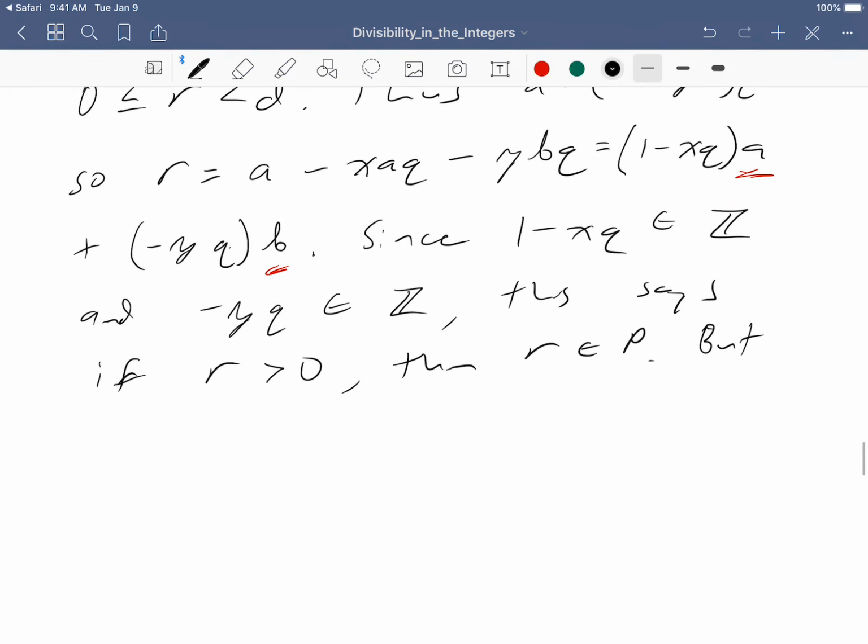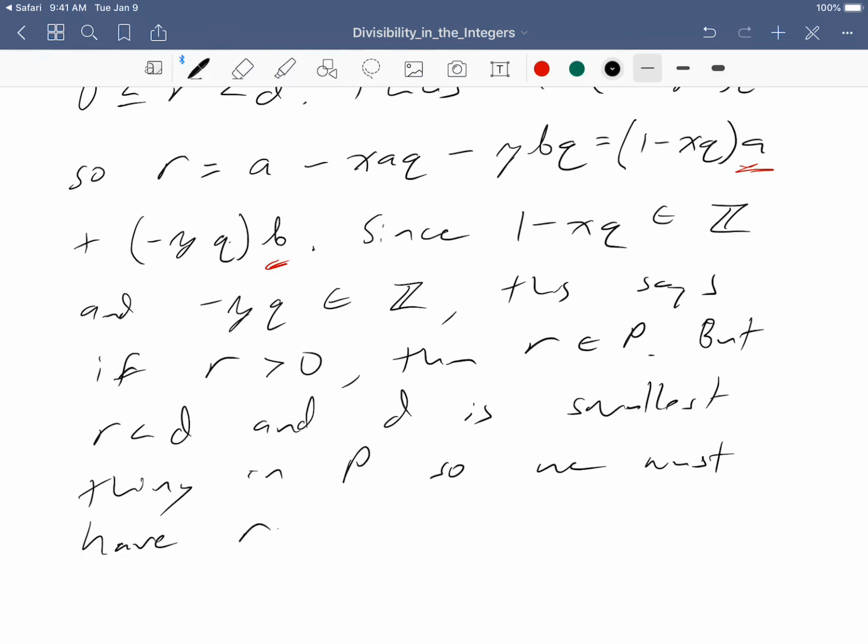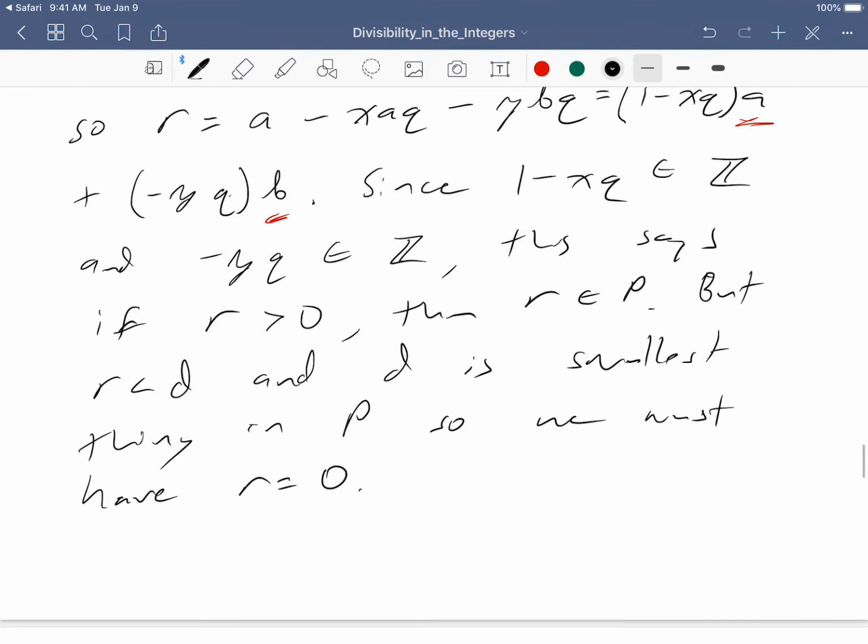But R is less than D, and D is the smallest thing in P. So that means R can't be in P. And that means that R has to be 0. Okay, so if R was positive, then it was in P, but it's not allowed to be in P because D was the smallest thing in P. So this is a little bit of a complicated argument. Listen to me say it a few times and talk through it yourself to make sure it makes sense. All right, so what we're concluding is that R has to be 0.